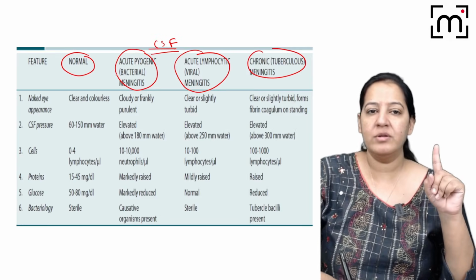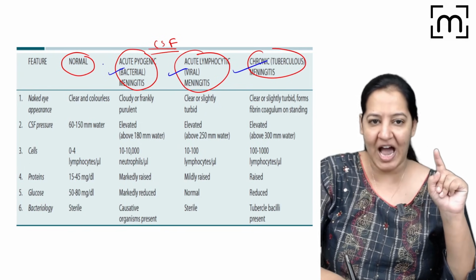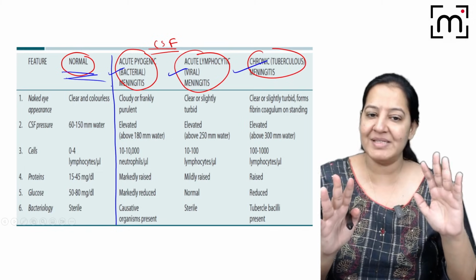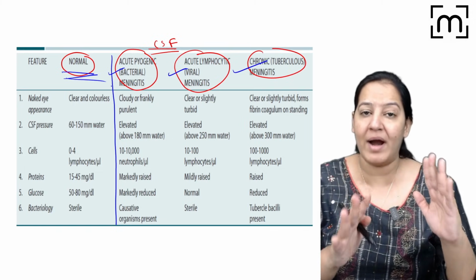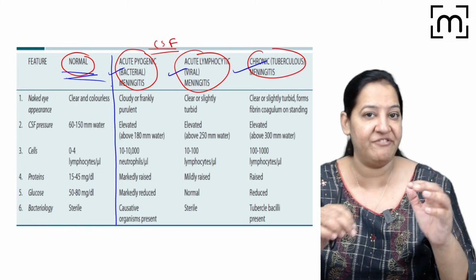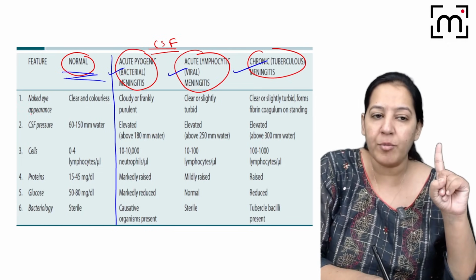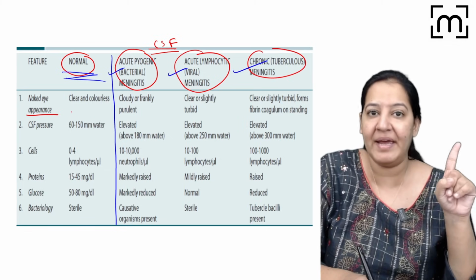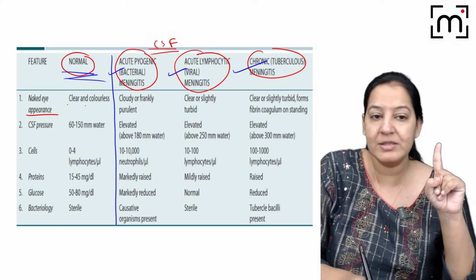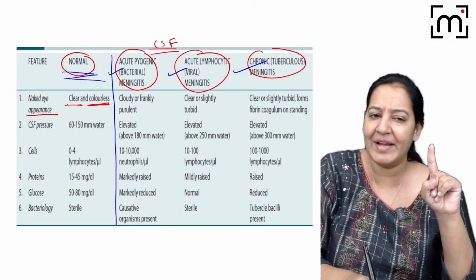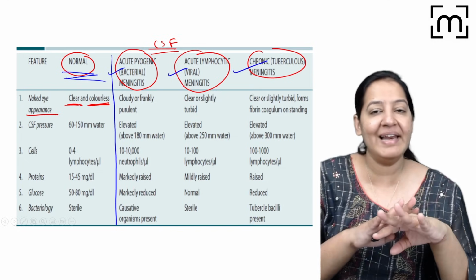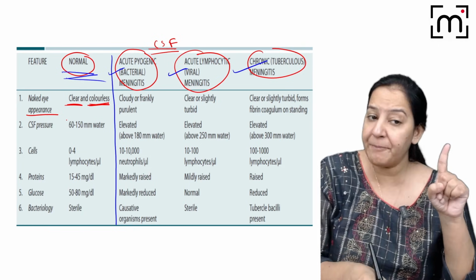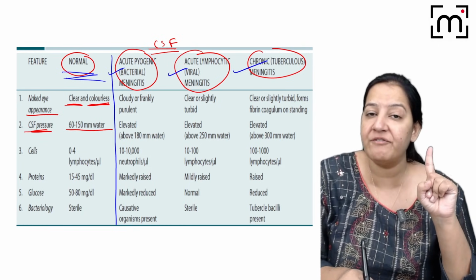Before I tell you the features in the 3 types of meningitis, I would like to highlight the normal CSF findings. If you know the normal CSF findings now, it's easy for you to understand the 3 types of meningitis CSF findings, right? What is the normal color and appearance of the CSF of a healthy human being? In a healthy human being, the CSF has no color, it's colorless and absolutely clear like water. So CSF is clear and colorless like water in a normal healthy human being. What is the pressure? Normal pressure is 60 to 150 mm of water.